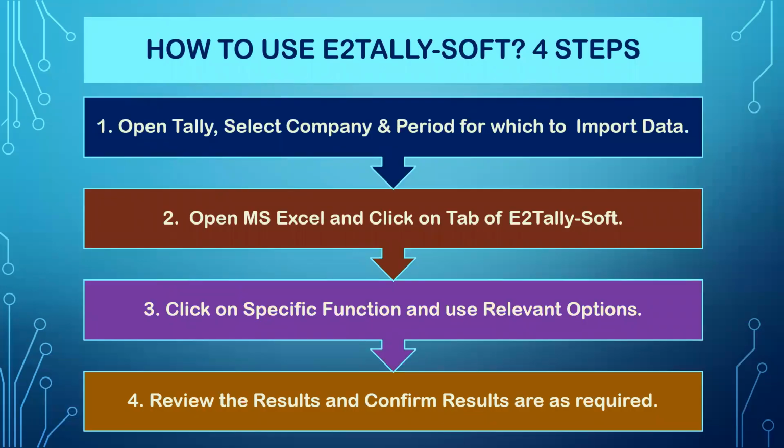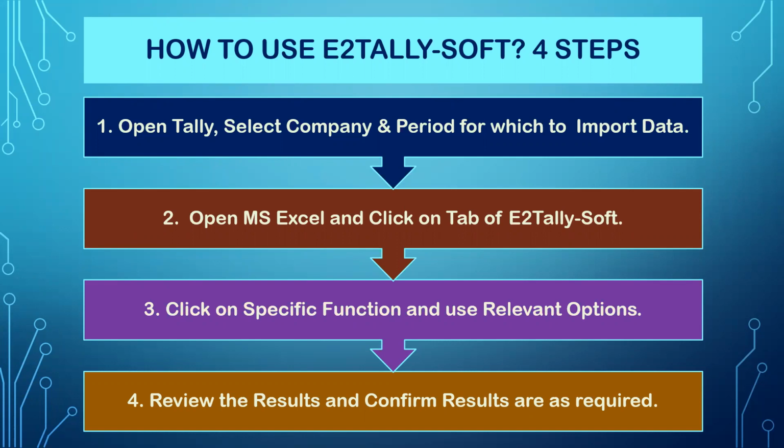Now, how to use E2TallySoft? There are 4 simple steps. 1, open Tally, select company and the period for which to import data. Second, you open MS Excel and click on the tab of E2TallySoft. Third, you click on the specific function and use the relevant options. 4, you review the results and confirm the results are as required. Now, these are the very simple steps for using E2TallySoft.